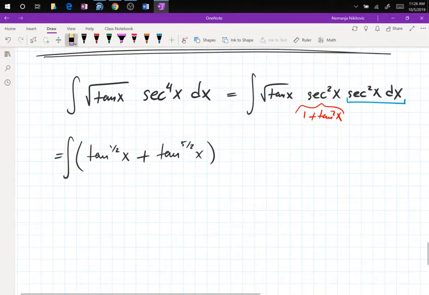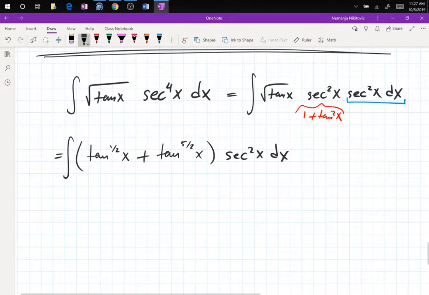Where's my secant squared? Secant squared x dx. There we go, much better. So when you multiply tangent to the 1/2 exponent, because you have a root, 1/2 times the 1 is just 1/2. And then over here you have tangent squared. Tangent squared, you add exponents, so you have a 2 plus a half. 2 plus a half is 5/2.